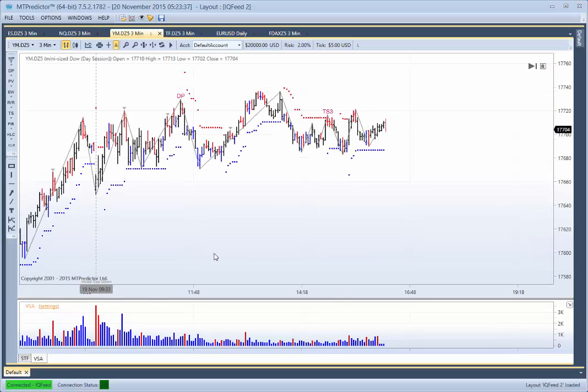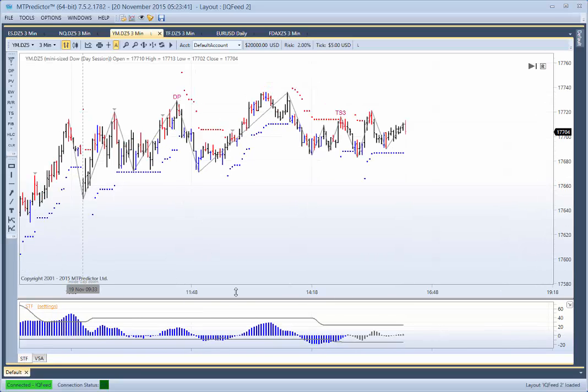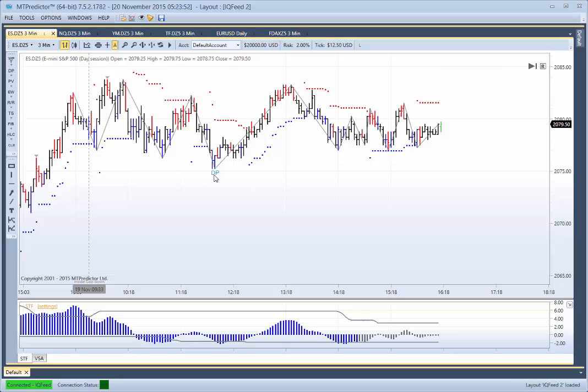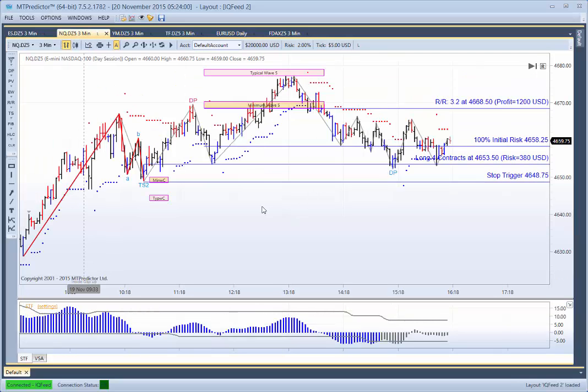The YM only had sell setups, but of course we know the large view trend is up, so you'd have been avoiding those sell setups and done absolutely nothing there. So a good day on the US E-Minis, where you would have had a nice long trade on the ES there, and also had a nice long trade on the NQ. So two nice trades on the US E-Minis yesterday.